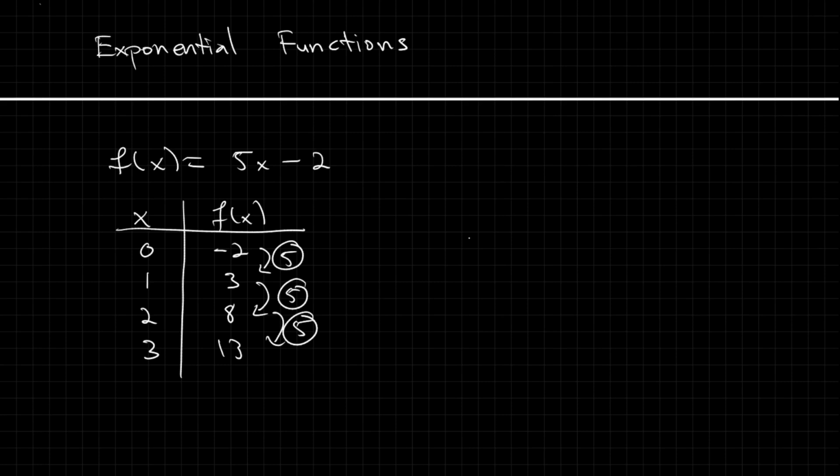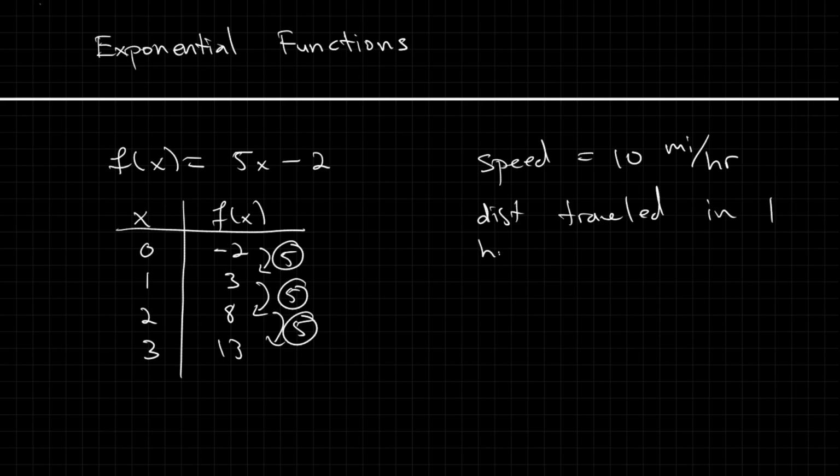There are a lot of great applications of linear functions. Let's take, for example, if you know your speed is equal to, let's say, 10 miles per hour, then between each hour, you will travel a distance of 10 miles. So the distance traveled in 1 hour is always 10. So if you know your speed, and it is constant, then the distance traveled will be a linear function. Exponential functions are a little different.